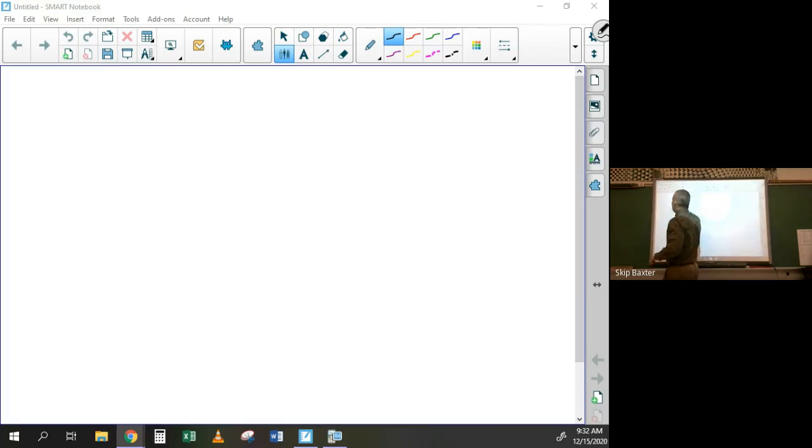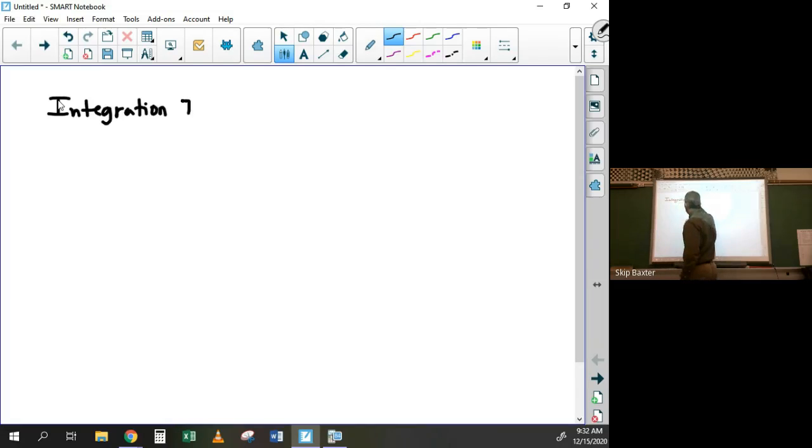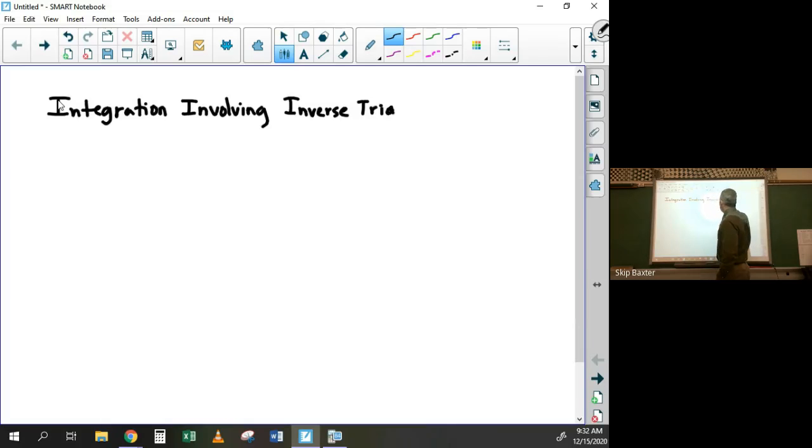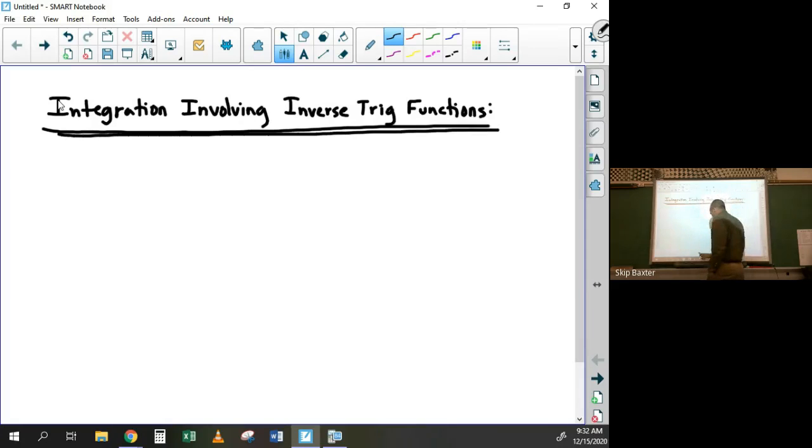Anyway, so today we're going to talk about integration involving inverse trig functions. So remember, we have these rules for derivatives for inverse trig functions.